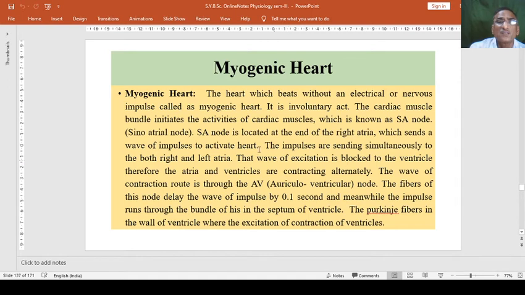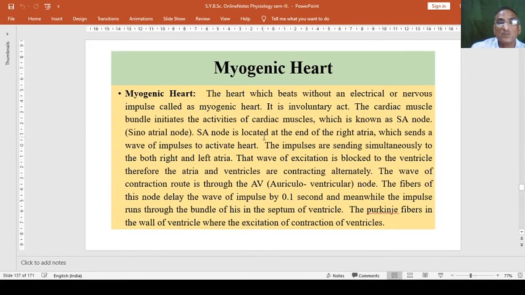And second is the myogenic heart. Generally, a typical heart of vertebrates is a myogenic heart. The heart which beats without an electrical or nervous impulse is called a myogenic heart. It means they work by their muscles only. No impulse from nerves, no electrical stroke is needed. It is an involuntary act. The cardiac muscle bundle which initiates the activities of cardiac muscles is known as the SA node, or sinoauricular node, sinoatrial node.